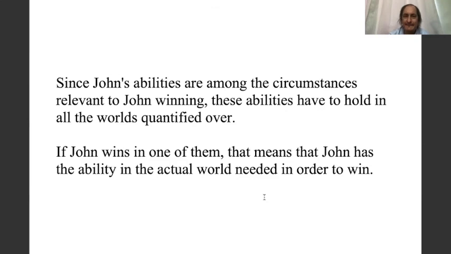Okay? If John wins in one of those worlds, that means John has the ability in the actual world needed in order to win. We held that ability constant. We looked in a different world. In one of them, he won. That means he has the ability needed to win.